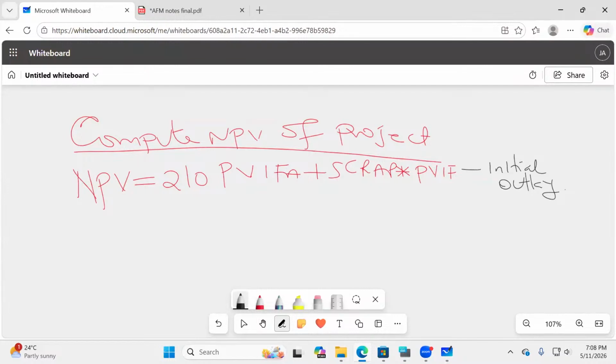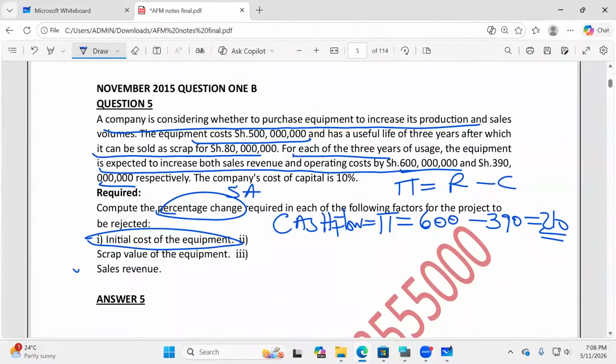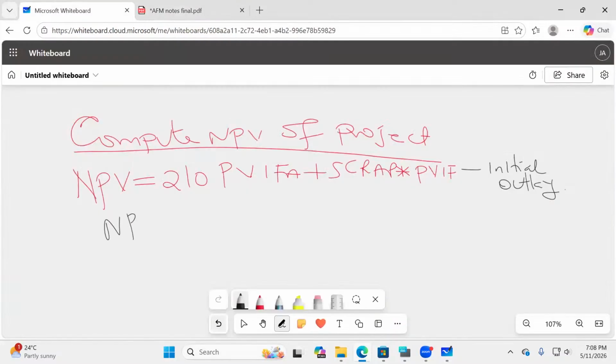Let me go back to the question. I read the question here. The equipment costs 500 million and has a useful life of 3 years, after which it can be sold as scrap of how much here, somebody? 80. My figures are in thousands. So basically, my net present value here will be the 210 times PVFA, plus that scrap, which is 80, times PVF, minus the initial outlay, which is 100.